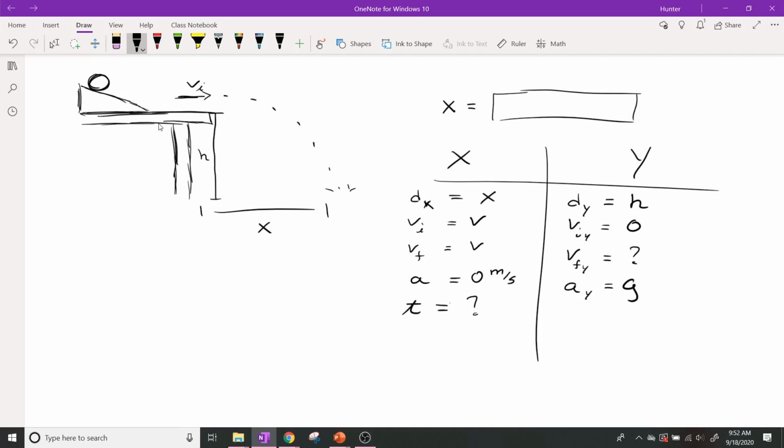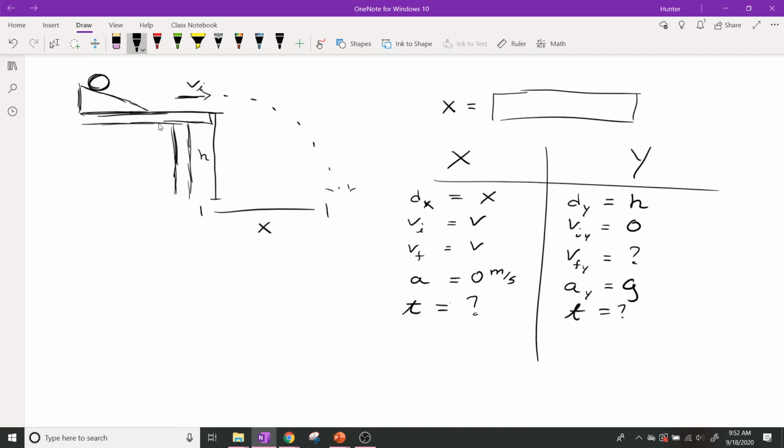I'm just going to call it g. And if it's going down, it'll be negative g. And then the time, we don't know. Okay, so we're trying to get everything in terms of v and h. So, all right, where would we want to go from here?